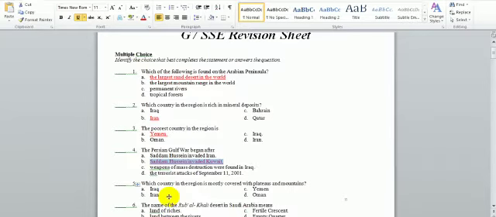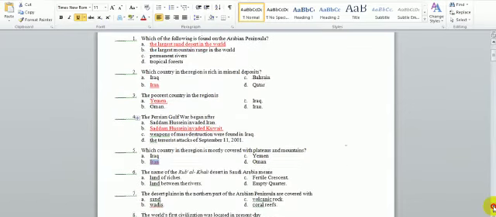which country in the region is mostly covered with plateaus and mountains? So this country is, of course, Iran. So here we know about Iran that it has more plateaus and mountains, and it has more minerals than the other countries in the region.